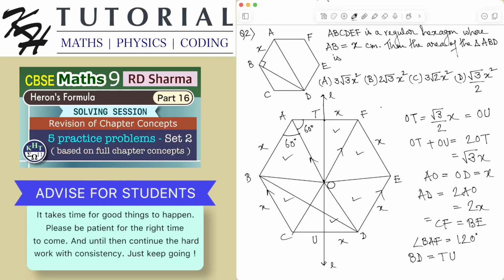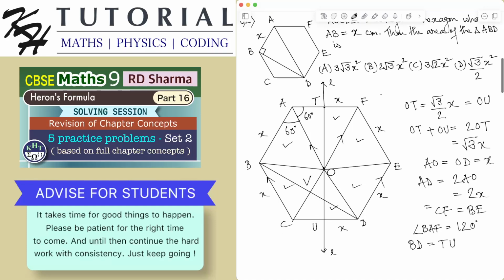TU is twice the length of the altitude of one equilateral triangle. So if you join BD, then BD will also be perpendicular. Let's say BD intersects CO at the point V, then BV will also be an altitude of the equilateral triangle BOC, and VD will also be the altitude of the equilateral triangle COD.